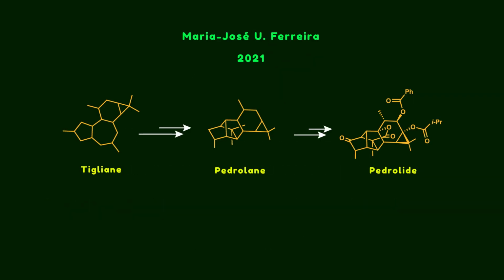In 2021, the structure and biogenetic pathway of pedrolide were illustrated by Maria Freira's group. According to their proposed pathway, the pedrolane core is derived from ticlian, a diterpenoid with a 5-7-6 tetracyclic ring system. After the installation of functional groups, it is converted into pedrolide.